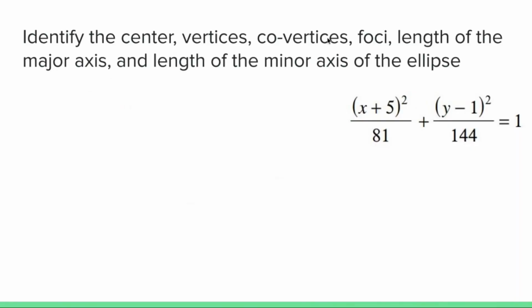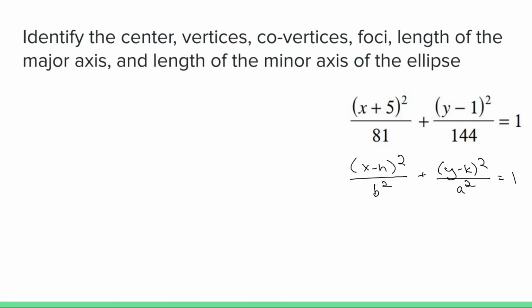Identify the center, vertices, covertices, foci, length of the major axis, and length of the minor axis of this ellipse. Well, when I look at this, I've noticed that the larger number is underneath the y part. So I'm going to compare that to this formula right here: (x minus h) squared over b squared plus (y minus k) squared over a squared equals 1.